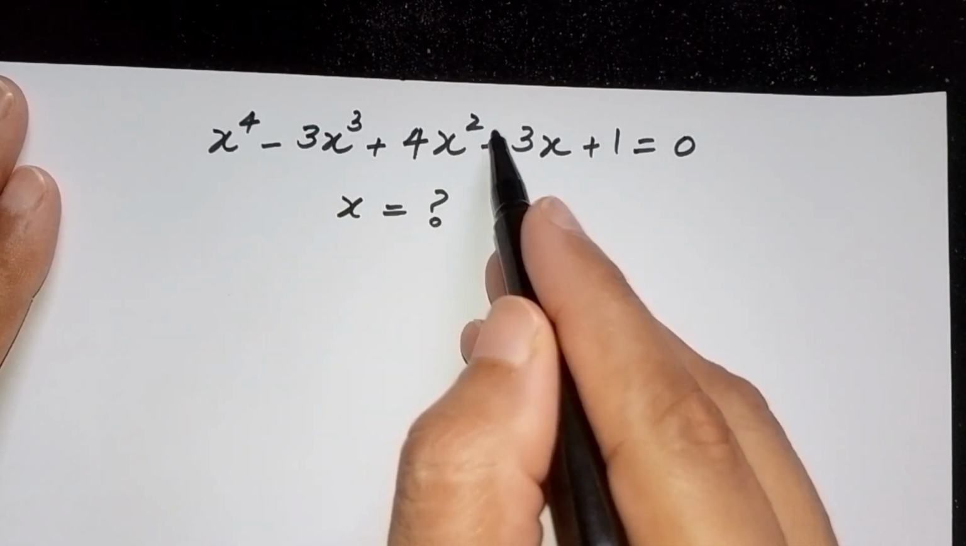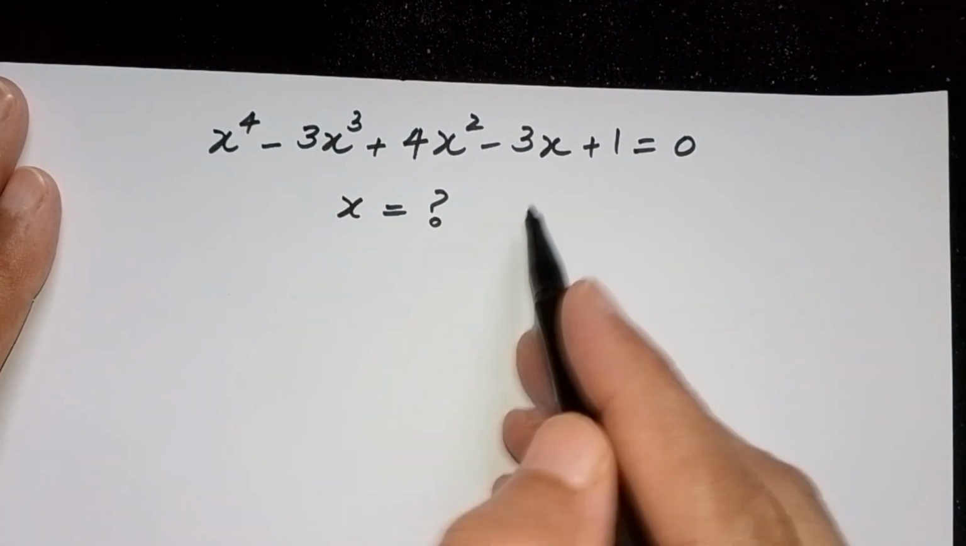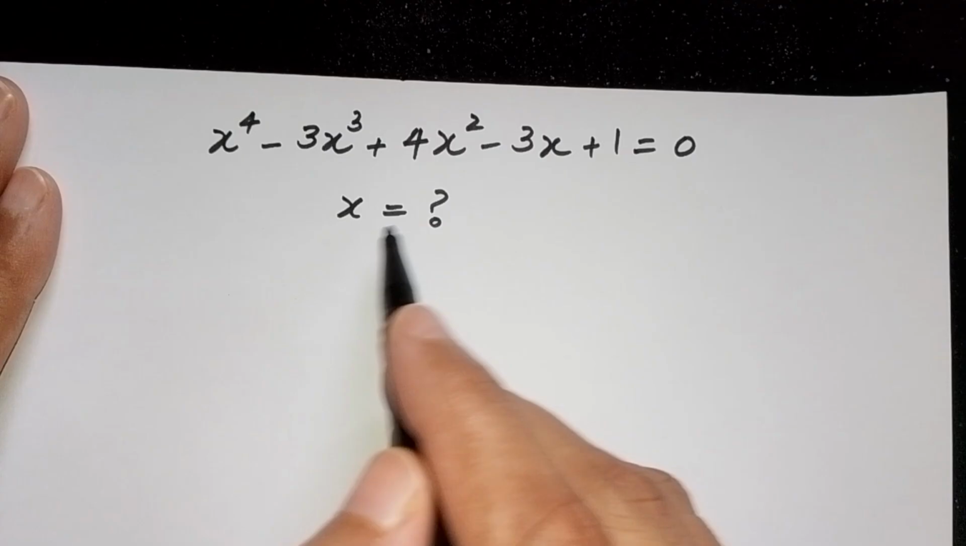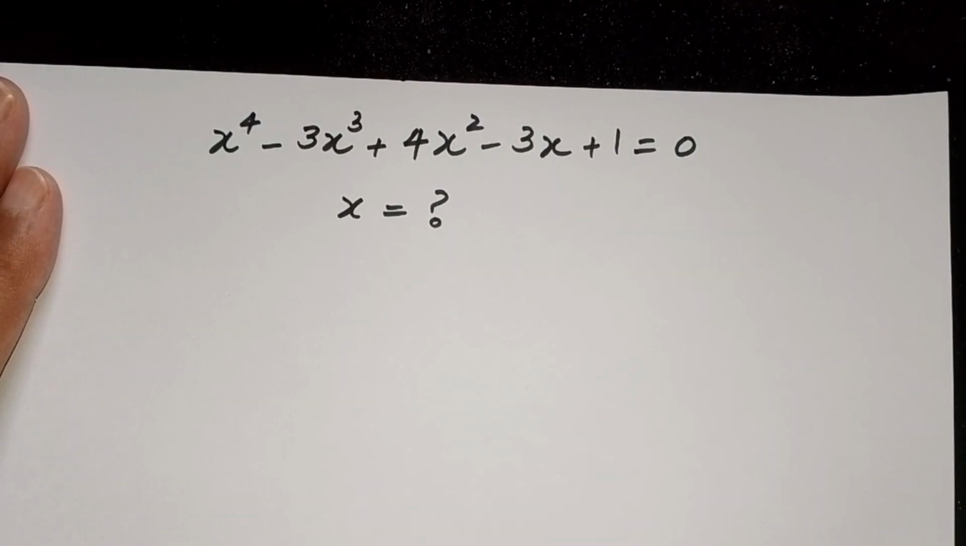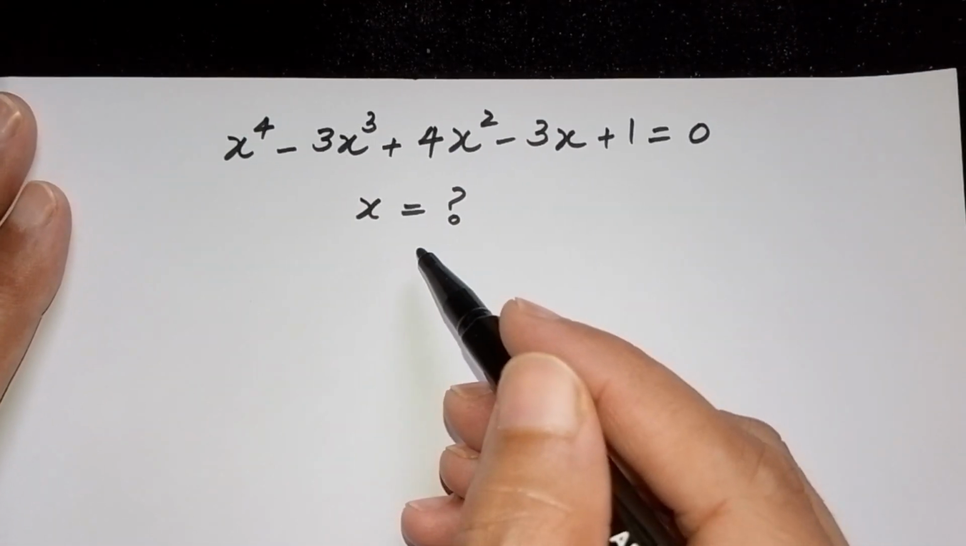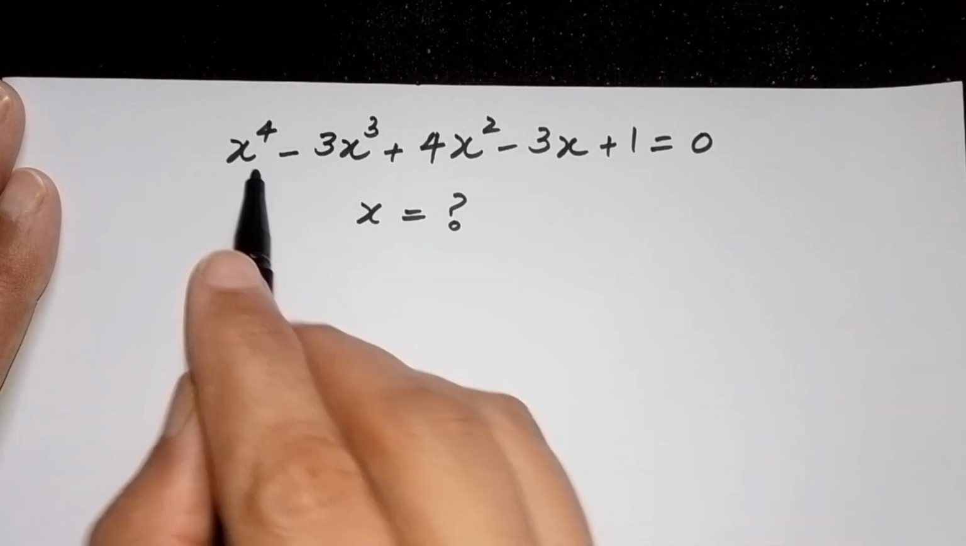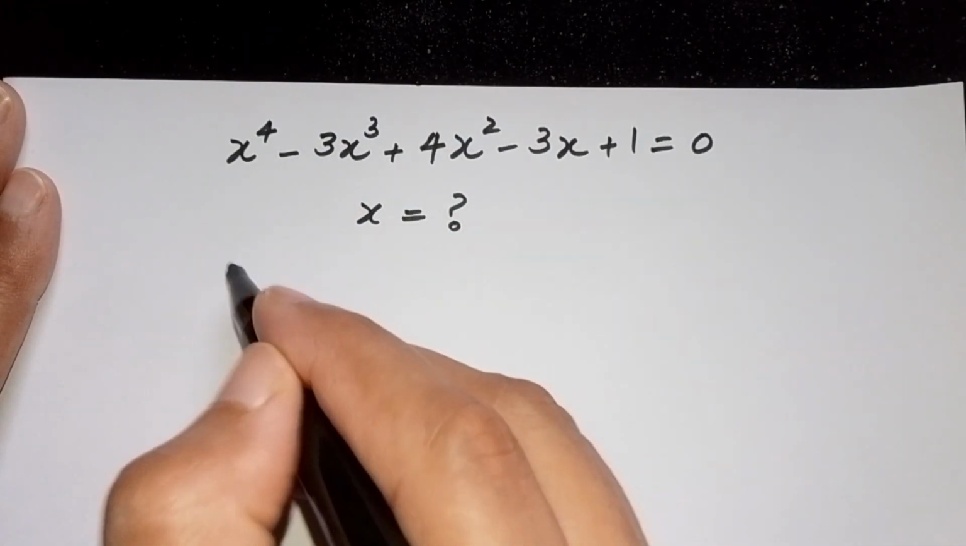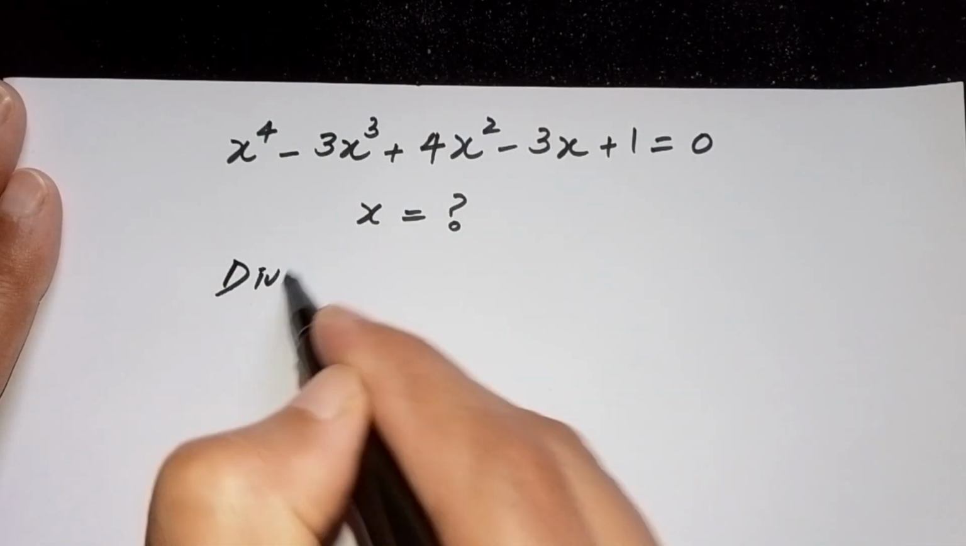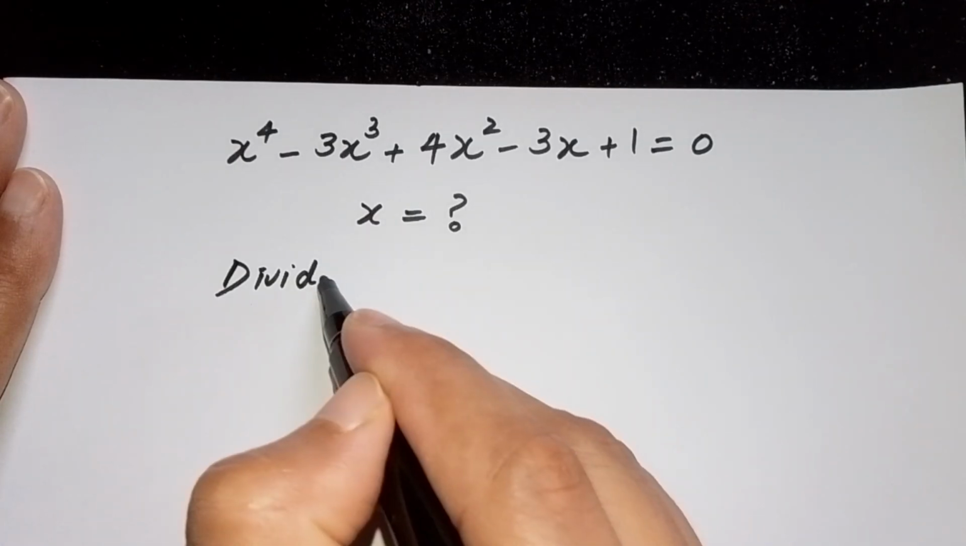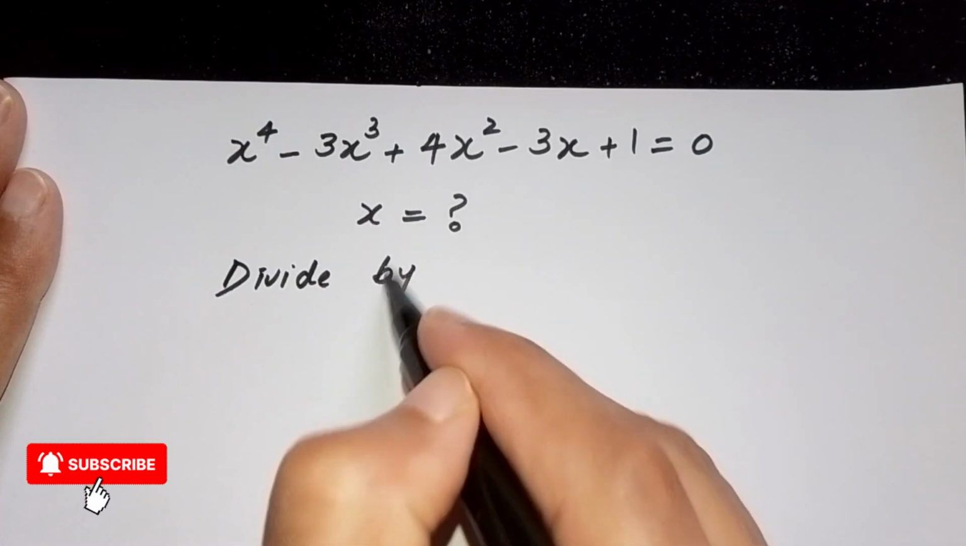Today's question is x^4 − 3x^3 + 4x^2 − 3x + 1 = 0, and x is unknown. In the first step, I'm going to divide this whole expression by x^2.